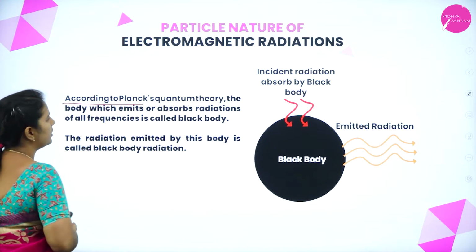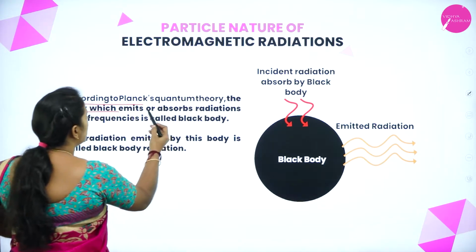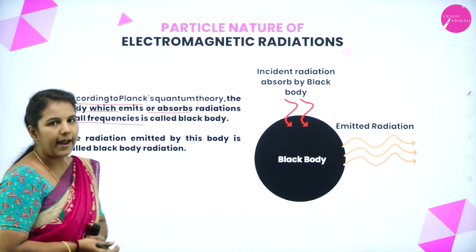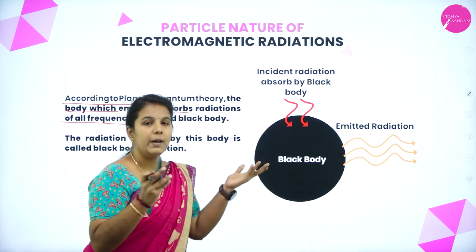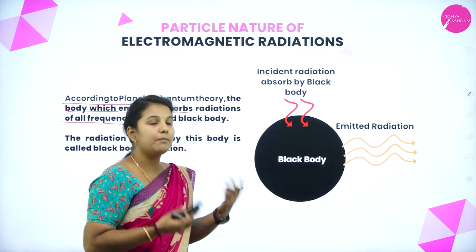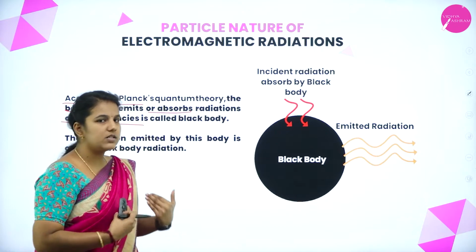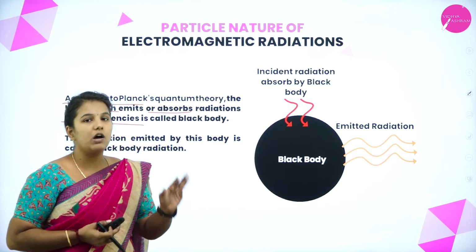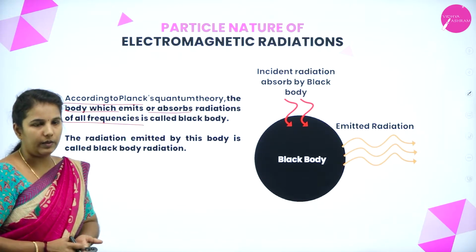According to Planck's quantum theory, a body which emits or absorbs radiation at all frequencies is known as a blackbody. According to Max Planck, a blackbody is a body which can absorb or emit radiation of all frequencies. Once it absorbs the radiation, it will emit the radiation. So it can absorb radiation of all frequencies, hence it is known as a black body.